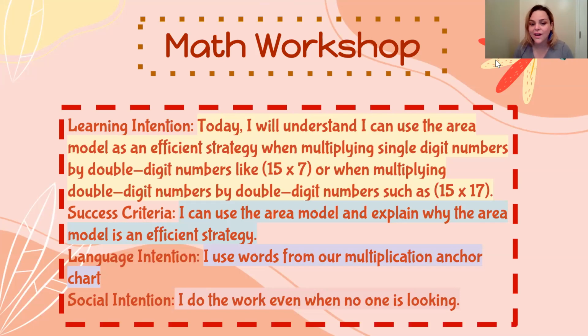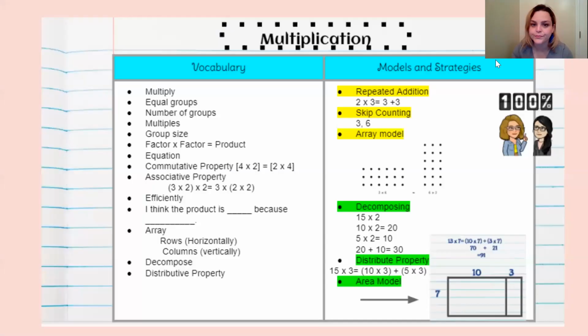My language intention, I use words from our multiplication anchor chart, which we're about to look at. The 2 words I really want you to use today: area model and distributive property, because those are 2 words we've been really talking about in these last few weeks. And our social intention, I do the work even when no one is looking.